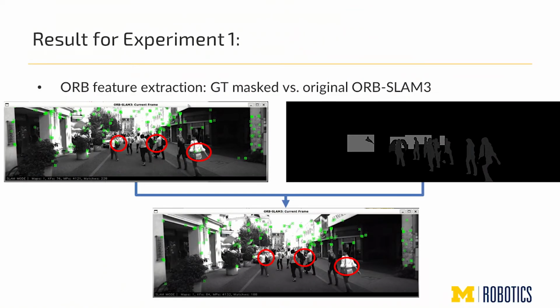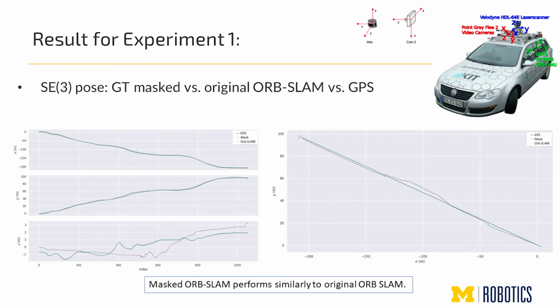Here are our results for experiment 1. As you can see, there are features on the dynamic objects in the top left image, which is the original ORB-SLAM approach, but in the bottom image, after the mask is applied, the features are no longer there. We can see that the ground truth version performs similarly to the original one, but we can't discern which one performs better due to the GPS data not being sufficient.